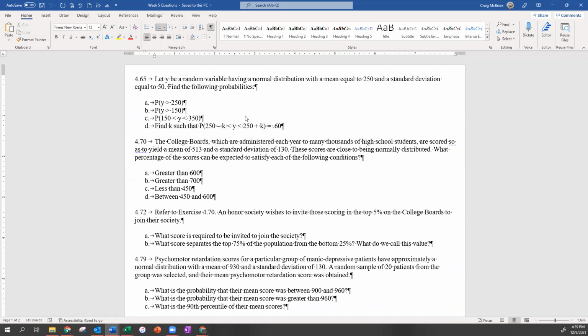So visually speaking, part D is asking this. It says, all right, here's my normal curve. Here's the mean, the mean is always right in the middle. That's mu. Then they want you to find an interval. And this mu, remember, is 250, so this is 250 right here in the middle.